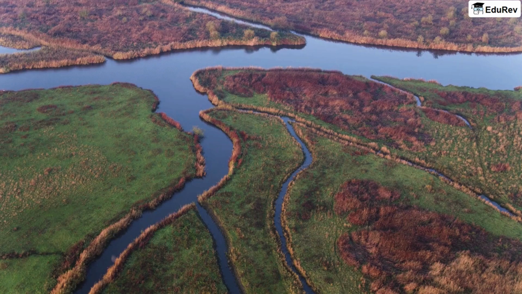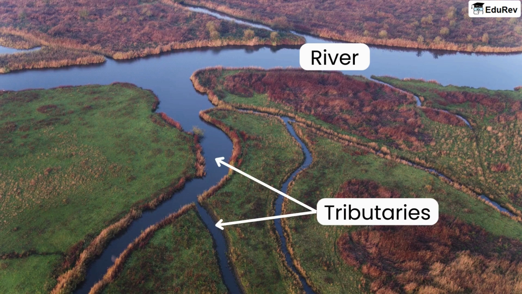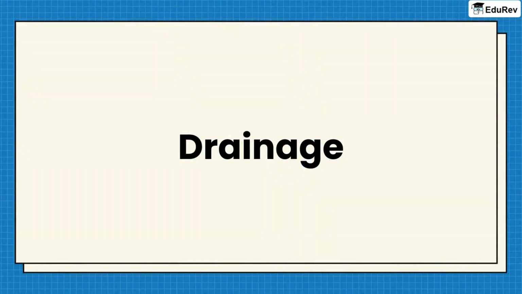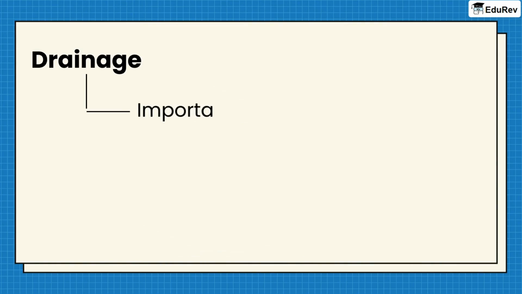Have you guys seen a river? I am sure you all have. The river system of an area which includes the river and its tributaries is called drainage. In this video we will dive deep into drainage and study some important terms related to drainage.